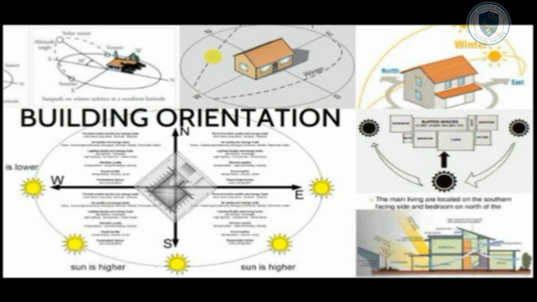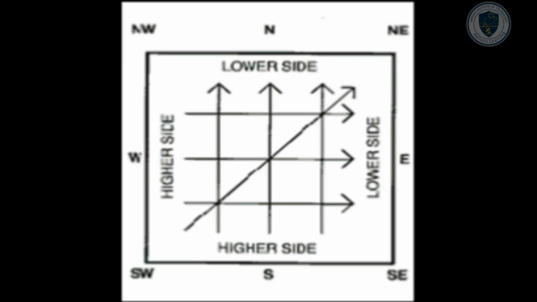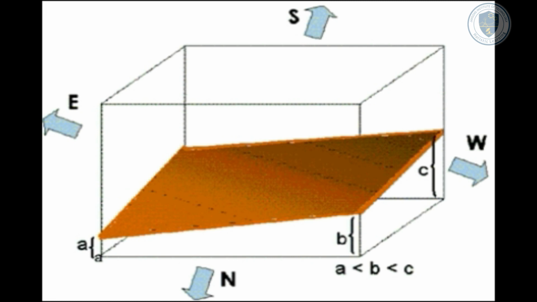Providing rooms in houses as per Vastu. Let us see how the houses are to be provided as per Vastu. Sloping in house as per Vastu. Vastu prefers side sloping towards north since side sloping towards north receives much more solar radiation as compared to side sloping towards south.